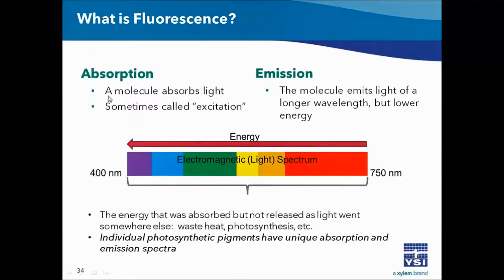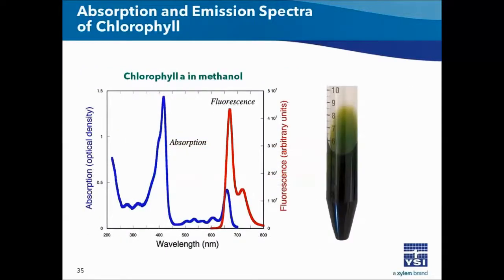And that energy that was absorbed but didn't get released as light, it went somewhere else. It went to waste heat or to photosynthesis. But those pigments have unique wavelengths at which they absorb or emit light. They don't all do this exactly the same way. So for example, we look at that in the laboratory using a spectrophotometer or a fluorometer. So these are wavelengths of light that exist along that electromagnetic spectrum.